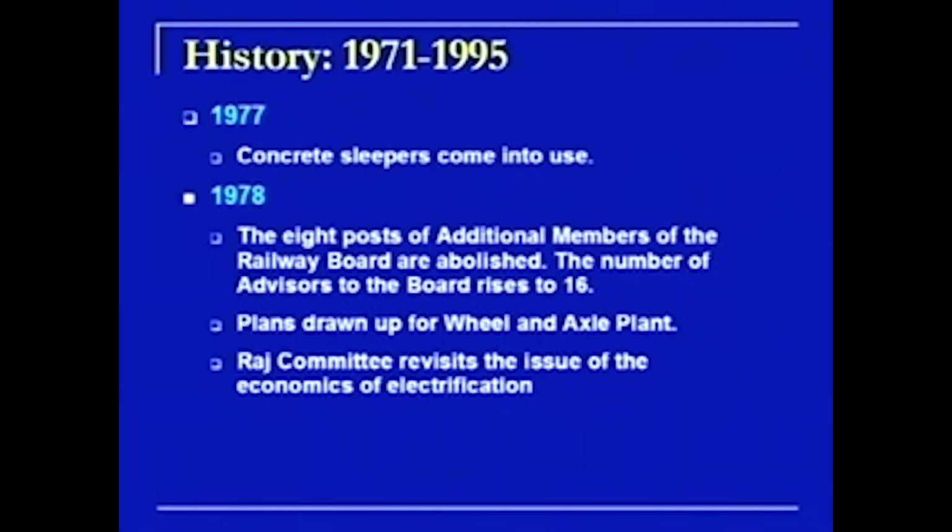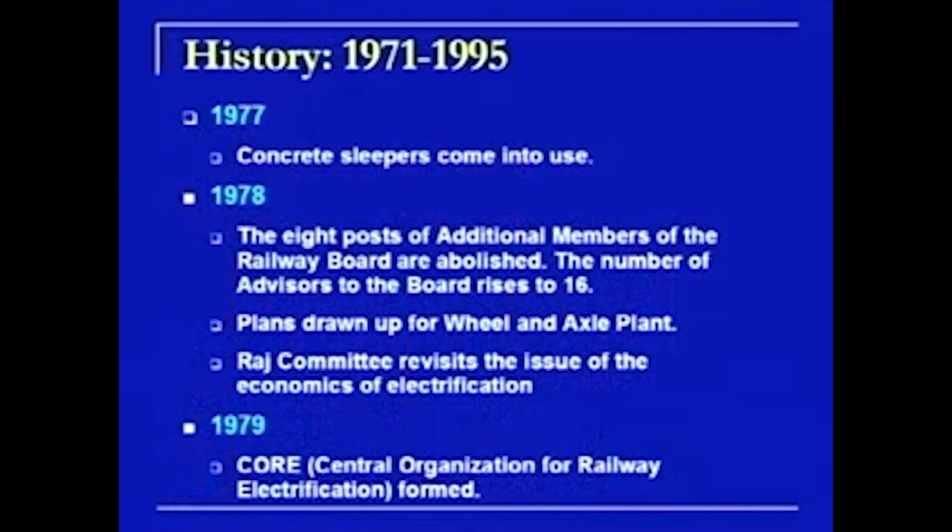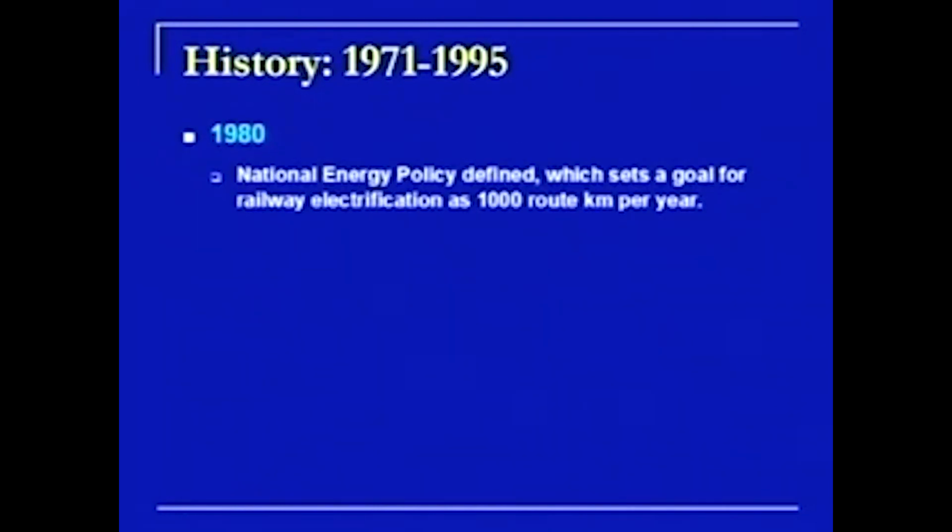There were some more modifications to the railway board, and then there was the issue of economics of electrification, because whether we should go to this one or we should continue with the diesel locomotives or the steam locomotives which were in use in that time. Another thing which was set up was the Central Organization for Railway Electrification, that was CORE, in 1979.